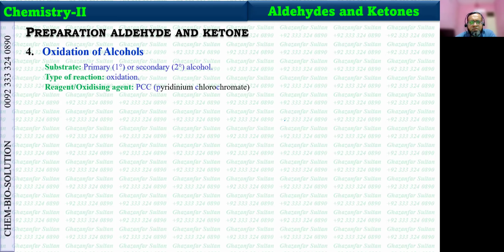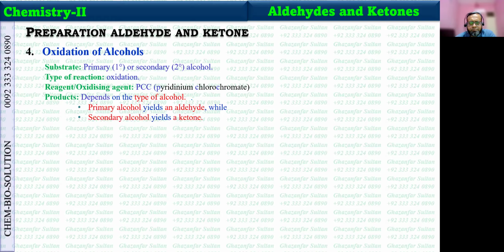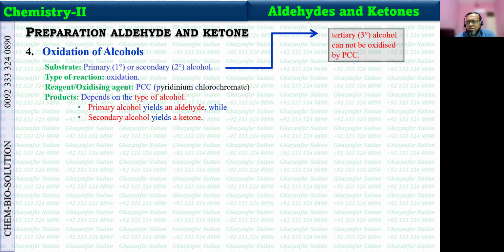The reagent is PCC, pyridinium chlorochromate. So PCC, P is taken from pyridinium, C, one of the C from chloro, and another is from chromate. Product depends on the type of alcohol. If this is primary alcohol, then aldehyde is produced. If secondary alcohol, then ketone is produced. Tertiary alcohols cannot be oxidized by PCC, as I have already mentioned.